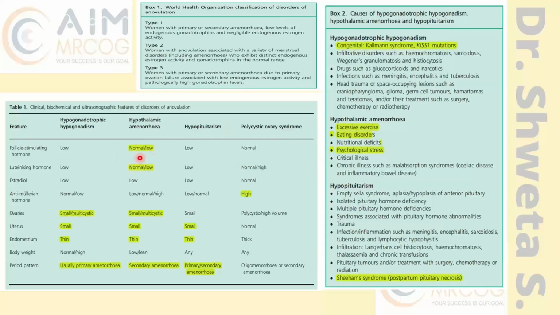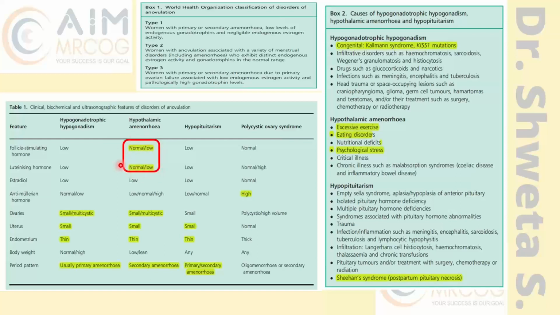But the hormone could be normal. This is the main confusing point. They will give you all this, they will give eating disorder, exercise, and you think they are talking about hypothalamic, and then they give you normal FSH and LH in the lab finding. You get confused. So you have to understand that in the beginning in hypothalamic amenorrhea, there will be a normal level and gradually it will become low.